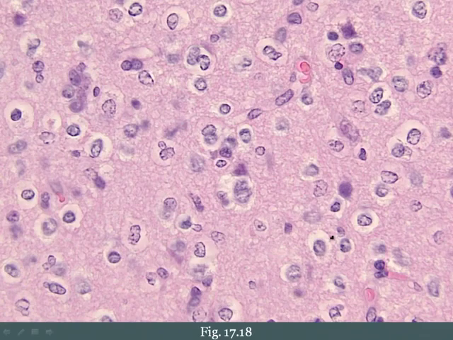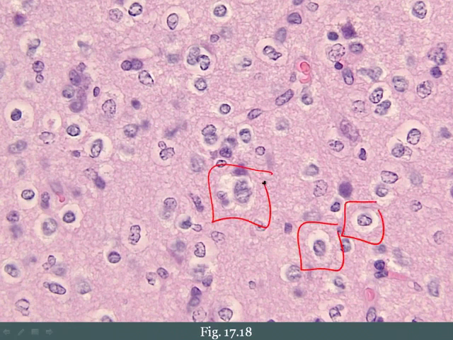Here's an image of the classic histology. It's known as the fried egg appearance. Imagine that this is an egg here, this is the egg white, and then the nucleus represents the yolk of the egg. You can see that there's a bunch of fried eggs throughout this biopsy, again, classic for oligodendroglioma.